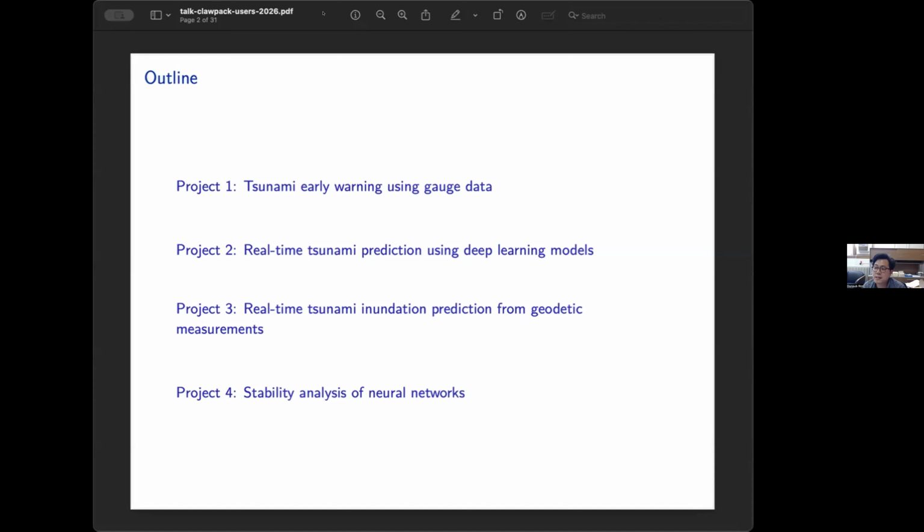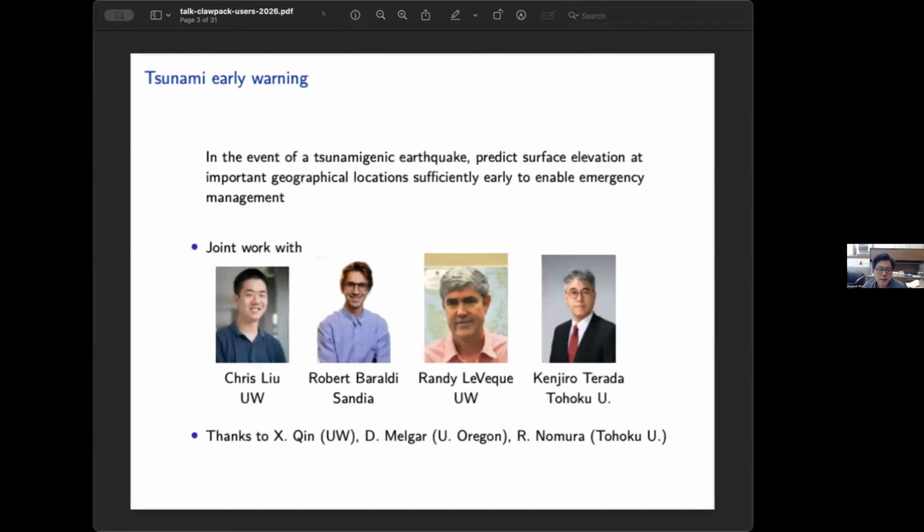And then the third project, which we are currently working on, is to do a real-time prediction of the inundation maps. Turns out training that model is much harder. And then the fourth project is actually a fundamental problem with the machine learning models that I'll discuss towards the end of the talk. This is joint work with Chris and Bobby and Randy and Kenjiro.